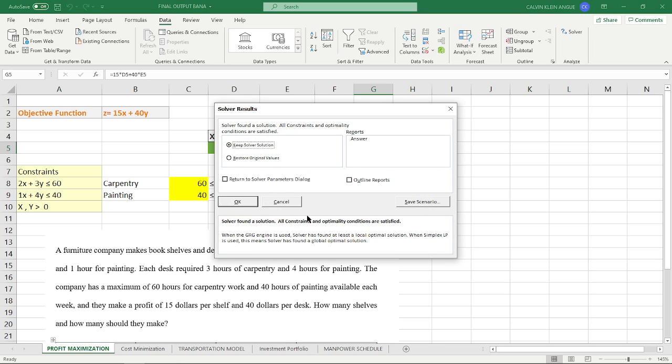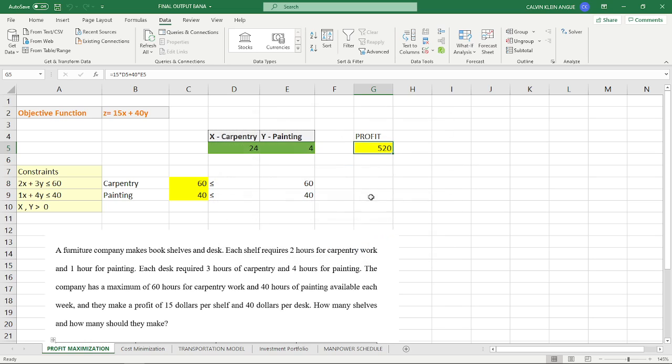So there are no errors. Okay, so it will be equal to 520. Let's check in our Word. Our x will be equal to 24.